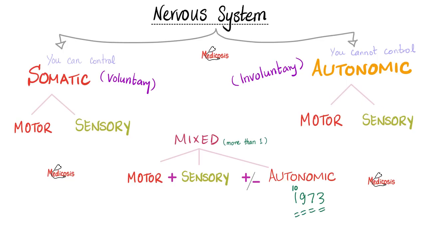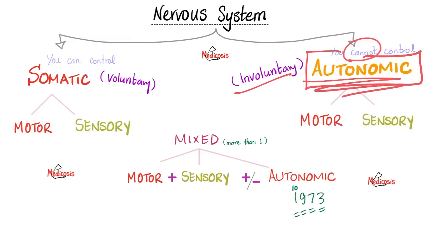Let me ask a question. Can you move your stomach? Please note, I did not ask you, can you move your anterior abdominal wall? I said, can you move your stomach? The answer is absolutely not. The stomach is not under your volitional control. The stomach is involuntary. Ergo, the stomach is supplied by autonomic fibers.